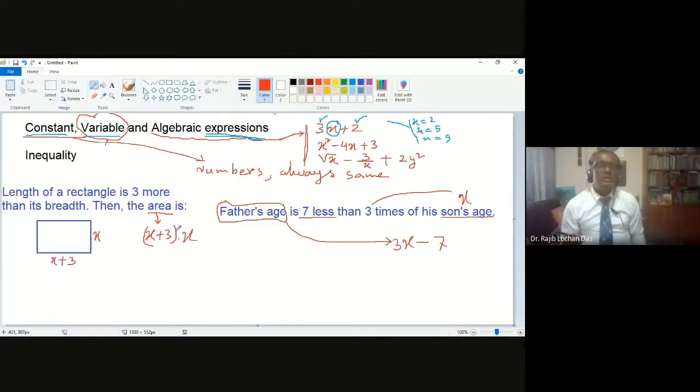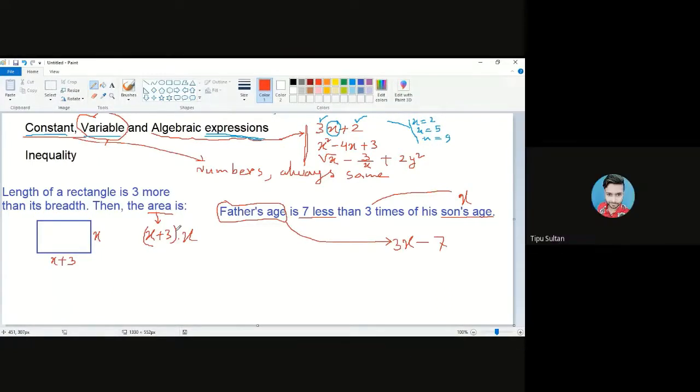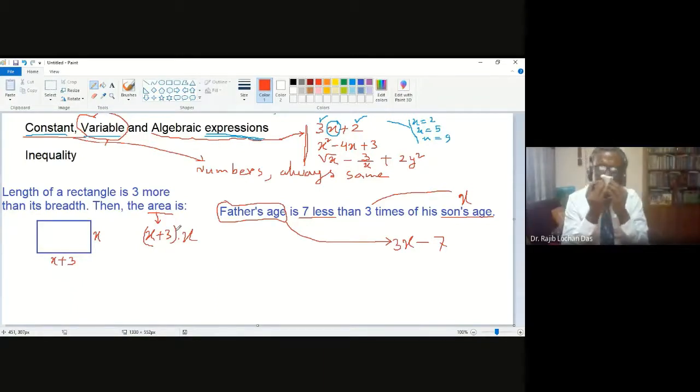Is that clear? Yes, sir. Okay. Now, if you think that area is A, so you actually write A equal to x plus 3 into x. In this case, the previous one, the last one.